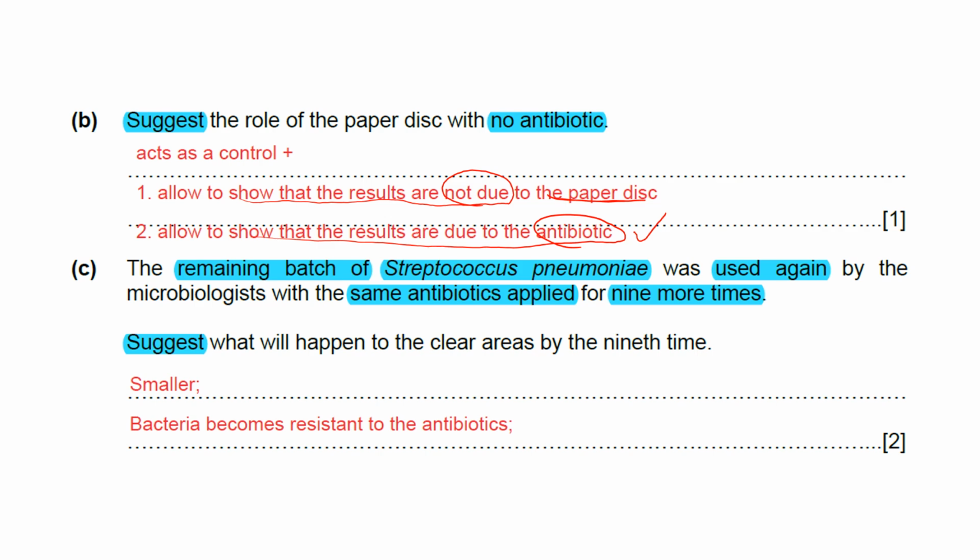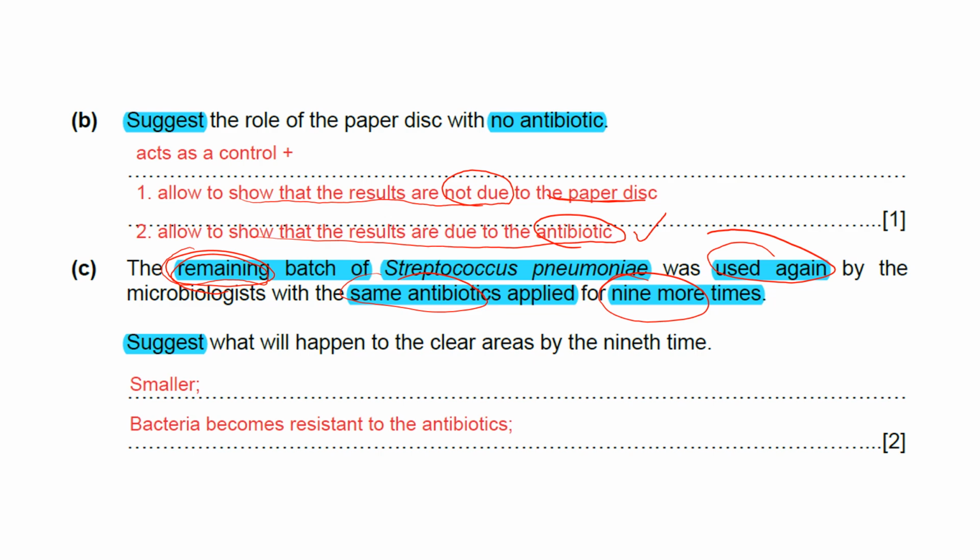Part C is on resistance. It sounds weird. So you see over here, the remaining batches, that means the ones that are not dead, are used again with the same antibiotic for 9 more times. This is inferred as many times. So for antibiotic resistance to occur, they have to undergo a lot of treatment by the same chemical, and they will become stronger and stronger, in inverted commas. They will become more and more resistant because they will mutate.